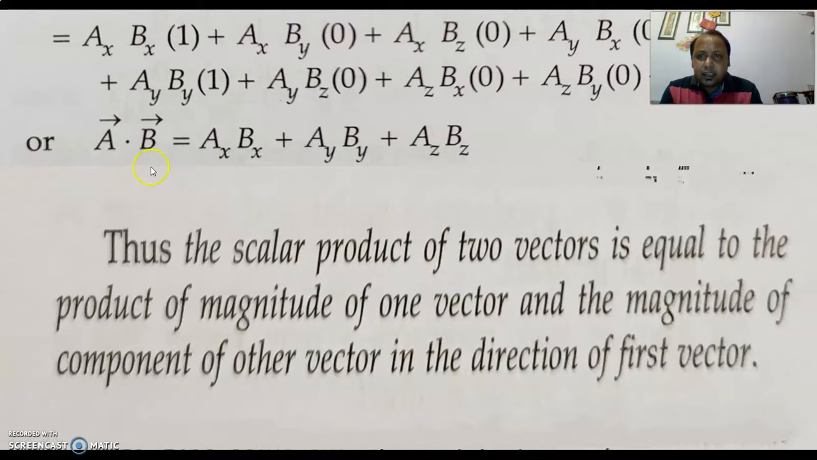Finally, this representation which we got here: the scalar product of two vectors is equal to the product of the magnitude of one vector and the magnitude of the component of the other vector in the direction of the first vector. That is, in the I cap direction, along the x-axis we are multiplying AX BX, plus similarly along the y-axis AY BY and AZ BZ. So I hope this is very clear to you.